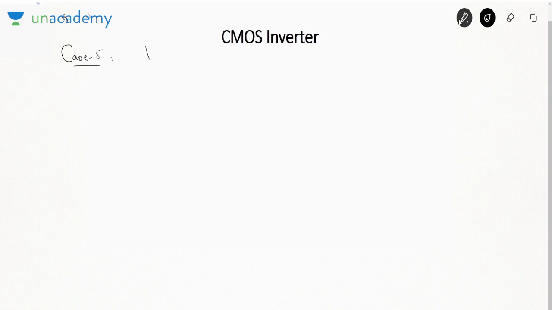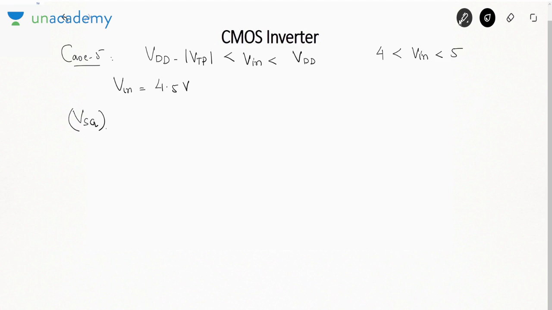When you increase Vin further, Vin is greater than VDD minus mod VTP, but it is less than VDD. In such a case, what will happen? So suppose VDD is 5, minus 1, 4, and it is less than 5. So let me assume Vin as 4.5 volt. What about VSG of PMOS? It is VDD minus Vin. It is 5 minus 4.5, that is 0.5 volt. It is less than mod VTP. So it is in cutoff mode.